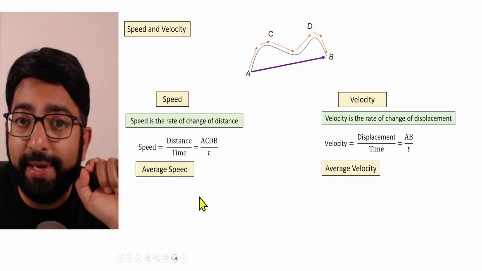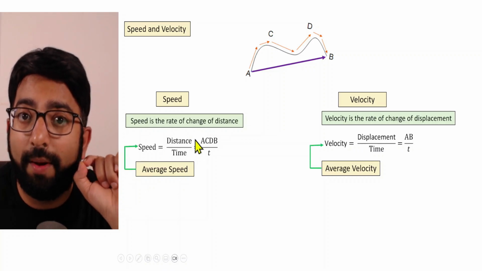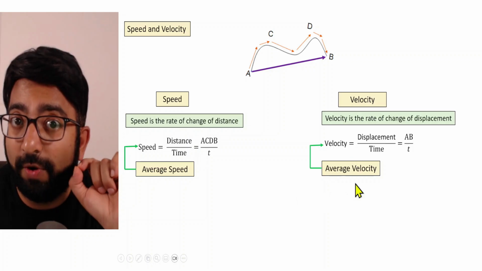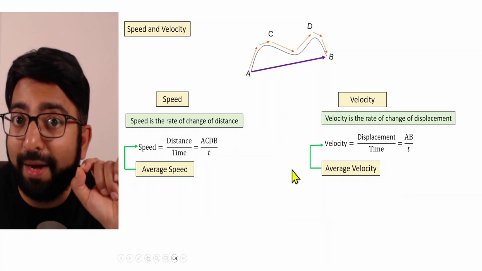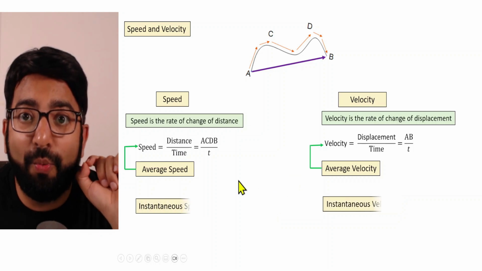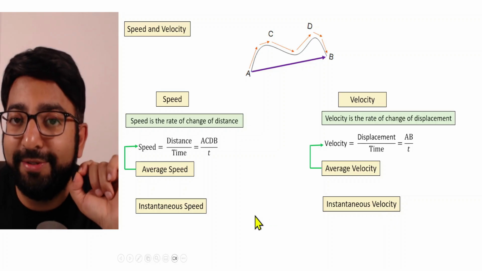So for questions, we need to remember the average speed is nothing but total distance traveled upon total time, and average velocity will be the total displacement divided by total time. Sometimes the questions might ask you, what is the instantaneous speed and velocity? So what is meant by these two parameters?